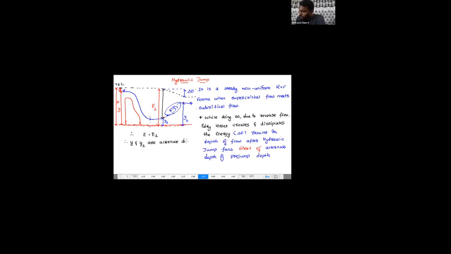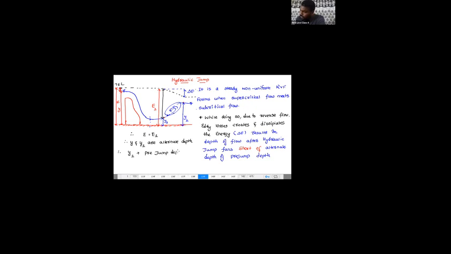Have you remembered that? Yes or no? I have shown you these examples in the alternate depths also. So whatever the alternate depths over here, E and E1 are going to be the same specific energy. So y is an alternate depth of the y1, where y1 is a pre-jump depth.